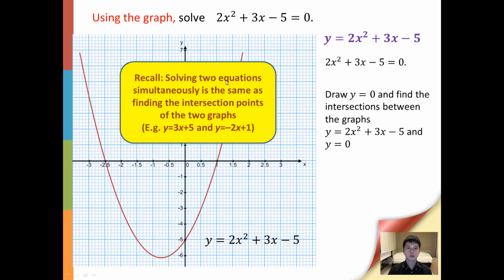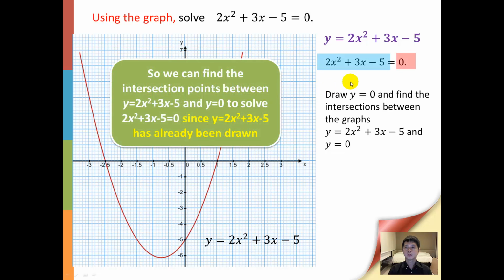Now let's recall, to solve 2 equations simultaneously means that we are finding the intersection points of 2 graphs. For example, when we find the intersection of these 2 graphs, we are actually solving for the values of x and y. Therefore, if we find the intersections between y equals 2x squared plus 3x minus 5 and y equals 0, we are actually solving this equation here.